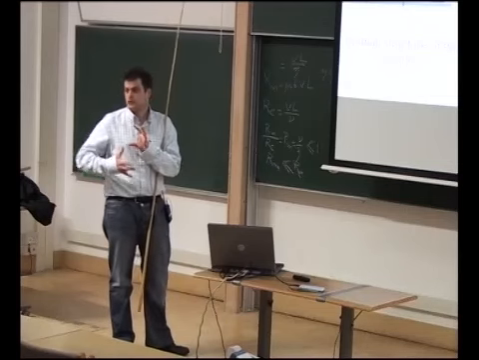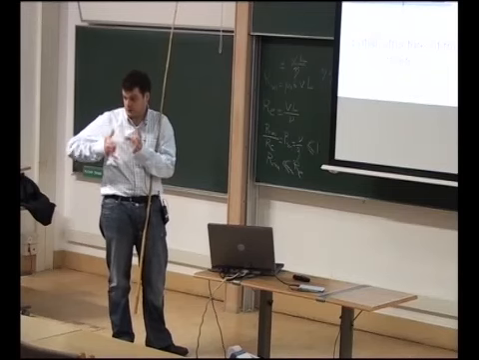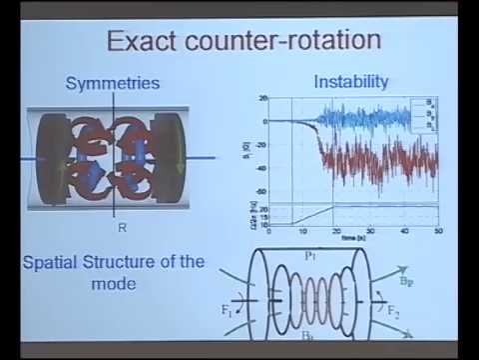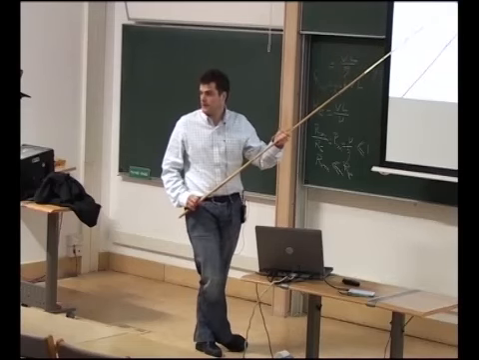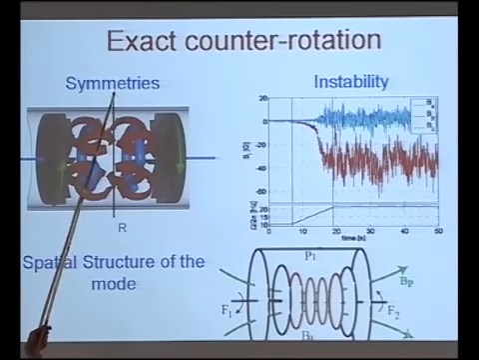So now I go to a few results we had. And I will first discuss what happened when the two disks exactly counter-rotate. Okay, so I have two disks facing each other that exactly counter-rotate with the same speed. What is important is to realize that there is some symmetry in that case.